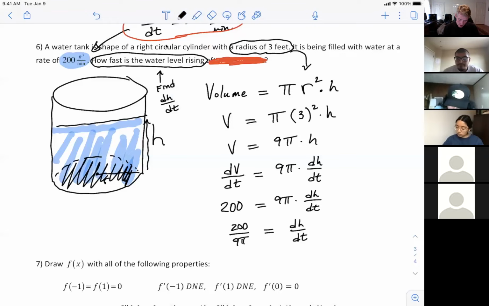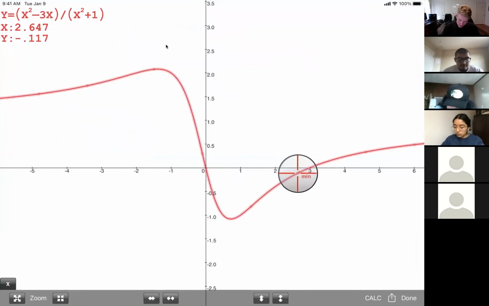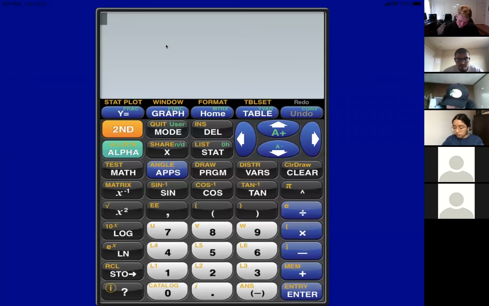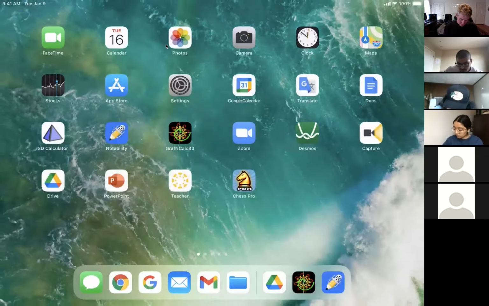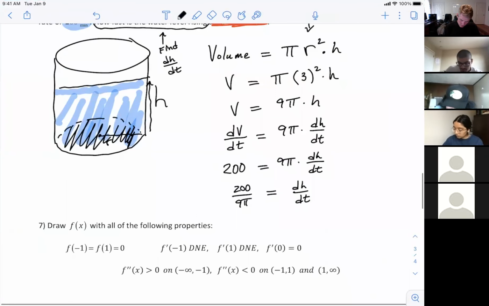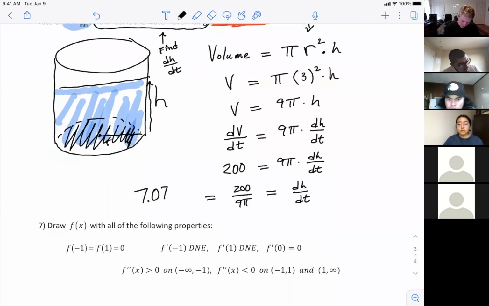And that is 200 divided by parentheses 9 pi parentheses. So a 7.074.